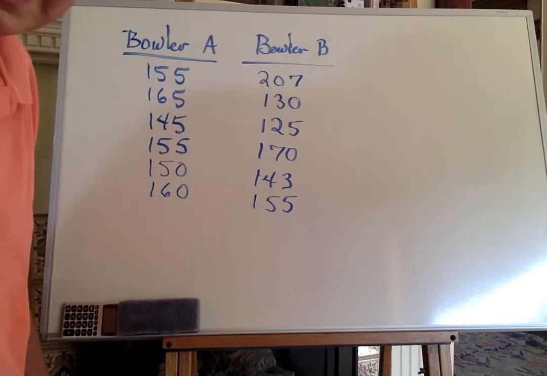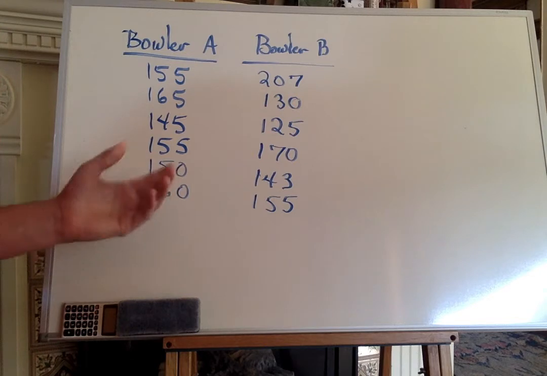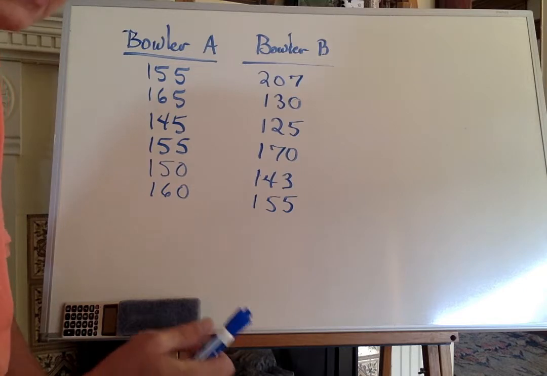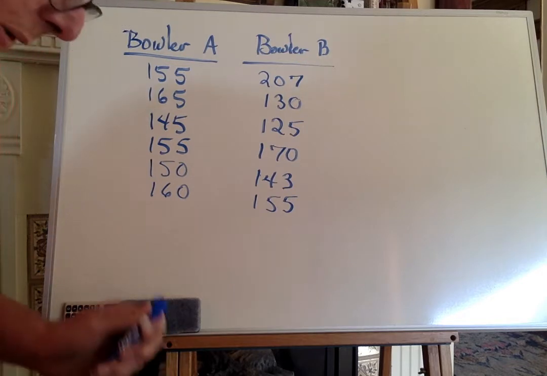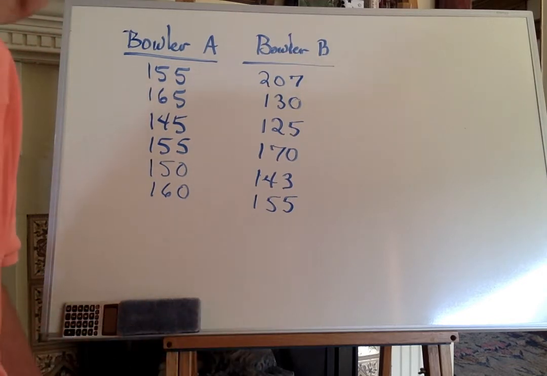Okay, class, let's have some fun here. I'm going to use a couple of data sets here that represent two bowlers, bowler A, bowler B. Okay? And I'm going to ask you this question. So suppose that you're in a bowling league and one of your players dropped out, so you're looking for a new person to join the league.